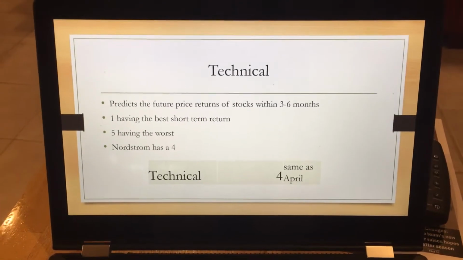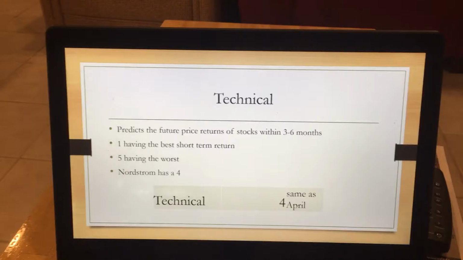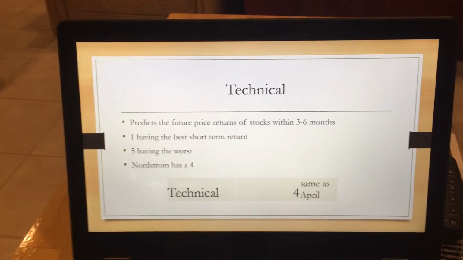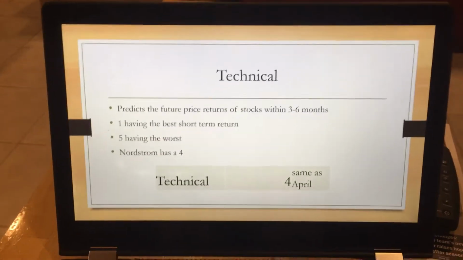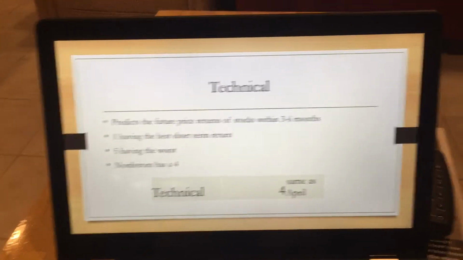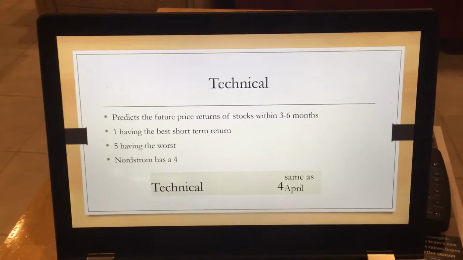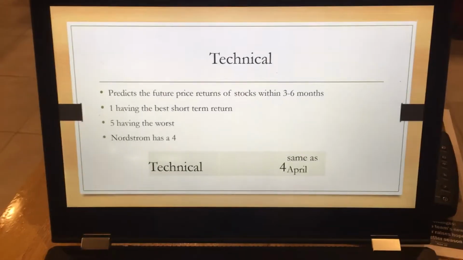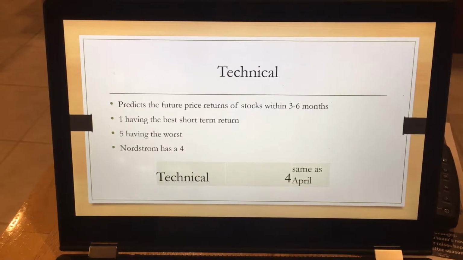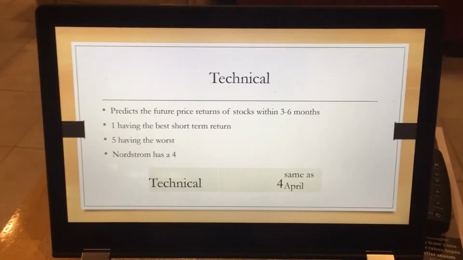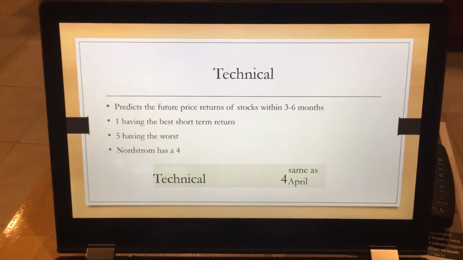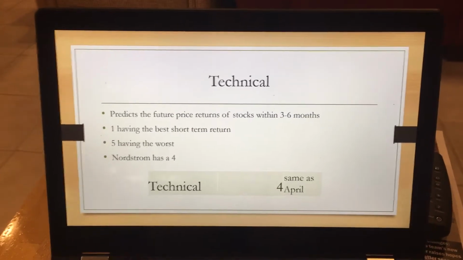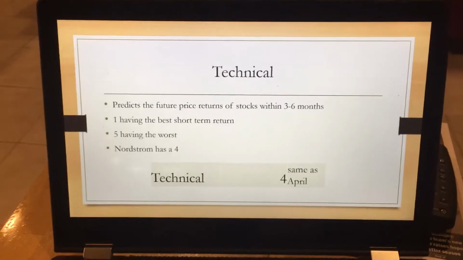The technical number predicts the future price returns of the stock within 3 to 6 months, so it's really just the short-term price returns. So it's on a scale again of 1 to 5, 1 being the best, 5 the worst. And I gave Nordstrom a 4 and kept it the same as April just because within the next 6 months, online shopping is still a big deal, still very popular, and those new initiatives aren't going to be implemented yet.